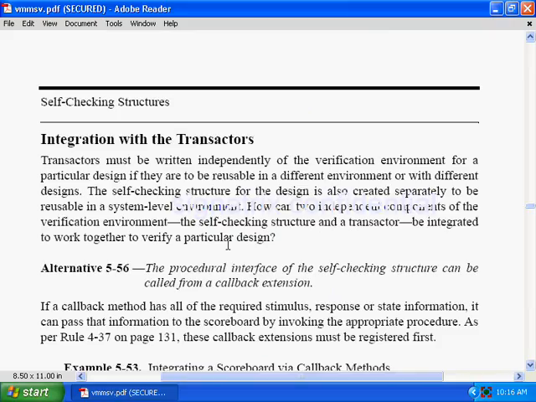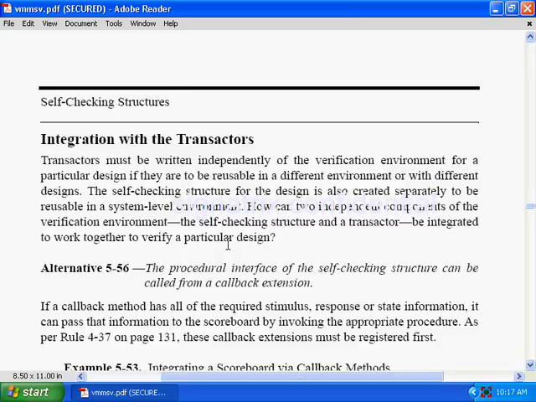Now coming to the next topic, that is integration with the transactor. What they are trying to say is transactors must be written independently of the verification environment for a particular design if they are to be reusable in different environments or with different designs. So when you are planning to implement a verification environment, you have to implement the component so that it is independent of the design unit.